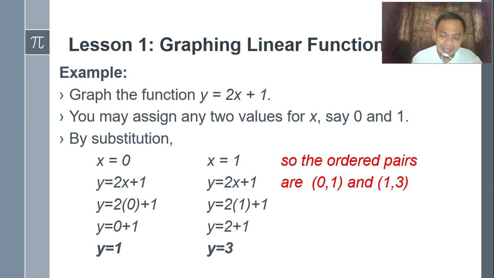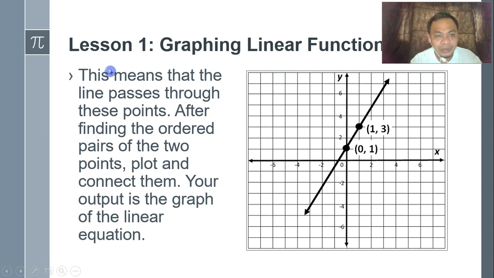Di ba? Okay. So since we have ordered pairs here, dalawang ordered pairs po natin. So it means dalawang points. So i-graph na natin sa ating Cartesian plane. So nagiging ganito. This means that the line passes through these points. After finding the ordered pairs of the 2 points, plot and connect them. Your output is the graph of the linear equation.